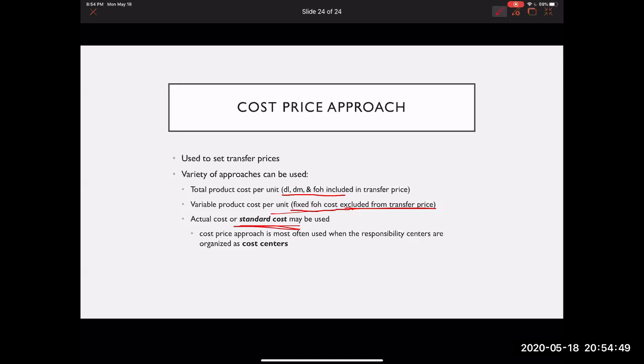So going back to chapter 8, if you have direct labor variances or direct material variances and so forth, you don't want to work that into the price of the product to another division. You don't want to make them pay for your inefficiencies. So you want to price the product at the standard cost, what it should have cost to produce that product. The cost price approach is most often used when the responsibility centers are organized as cost centers.